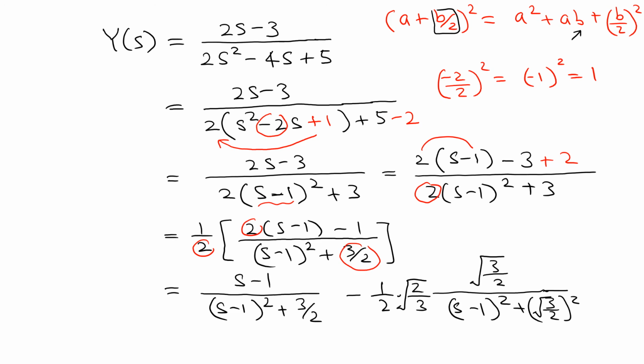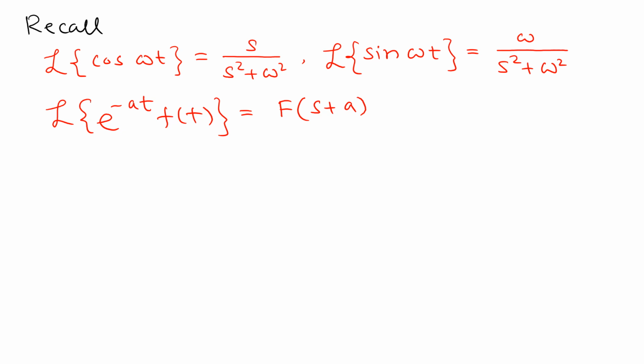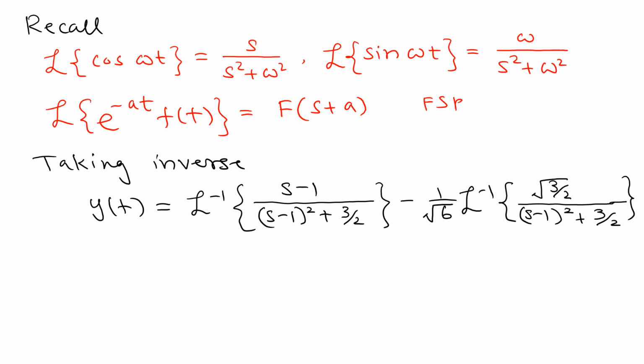So we can use the first shifting property and the sine and cosine formulas to get the answer now. We can use these two. So we have the Laplace transform for cosine, sine, and the first shifting property. Let's see how we can get the answer term by term. By linearity we can write it like this. And for the second term, it simplifies to 1 over square root 6. And now we can identify these with the formulas that we have.